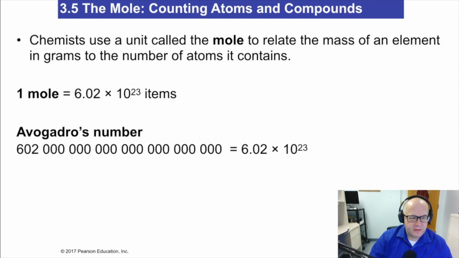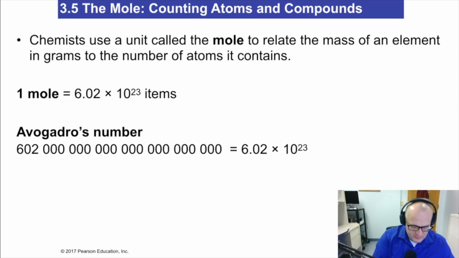Chapter 3.5, The Mole, Counting Atoms and Compounds. Now, in our life, we have words that mean numbers. Dozen, that's a word that means a number, means 12. Gross, that's a word that means 144. Ream means 500. And we're familiar with these words. We use them every day. We kind of don't even think about them because they're so ubiquitous, if you will.